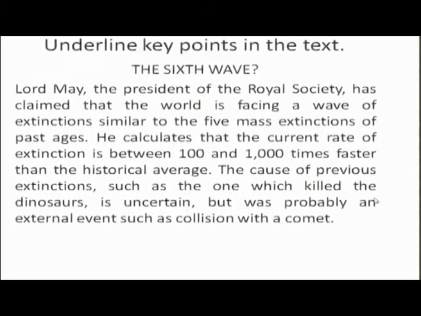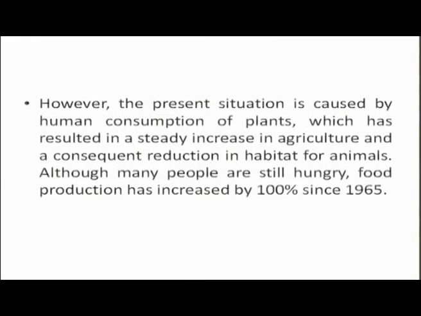So, note here, the previous paragraph mentions that one of the reasons for one of the previous extinctions was an external event. So, the sixth one, what could be the reason? According to the claim, this is man-made, this is going to be caused by human consumption of plants. Some data is here: food production has increased by 100% since 1965. So, when food production increases, this leads to a reduction in habitat for animals.